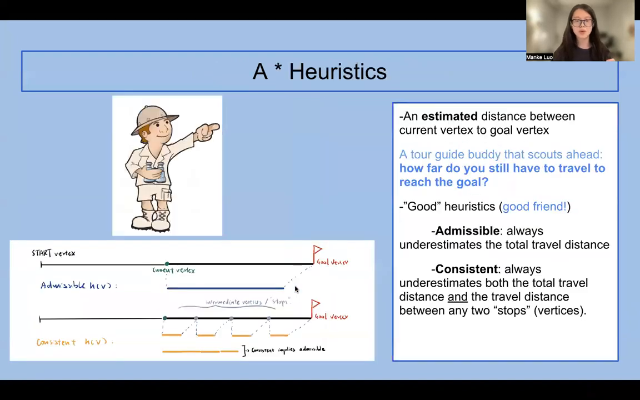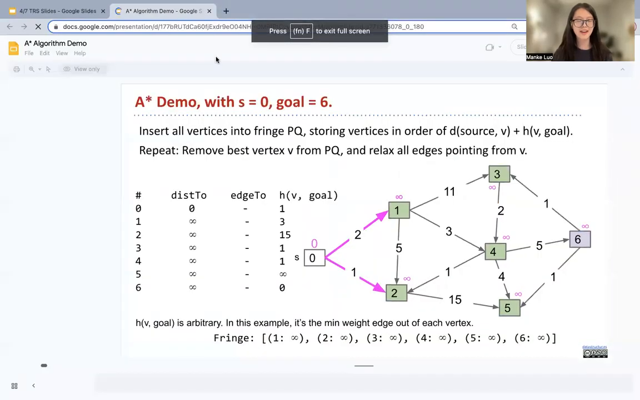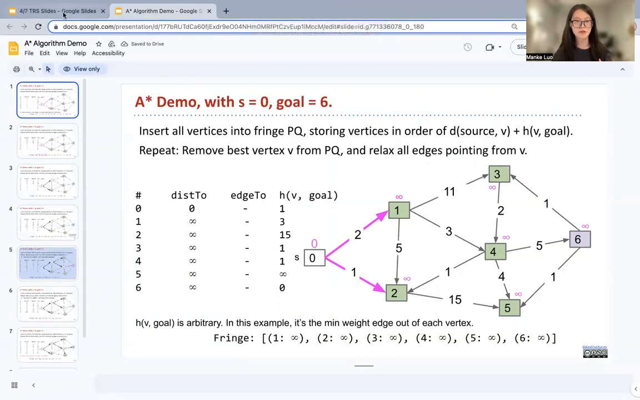And I also linked the Hugs magical demo of the A-star algorithm here. And so if you want to refresh on the specific details of the A-star algorithm, please refer to this demo. I did not include a demo in this mini lecture, mainly because it is very, very similar to Dijkstra in terms of how it updates values and stuff like that. And so if you want to brush up on the specific details of this mechanism, just go to this demo and run through it, and internalize all of these details.